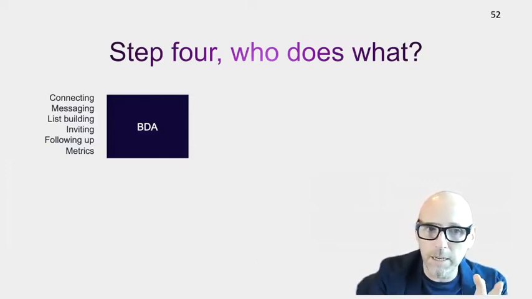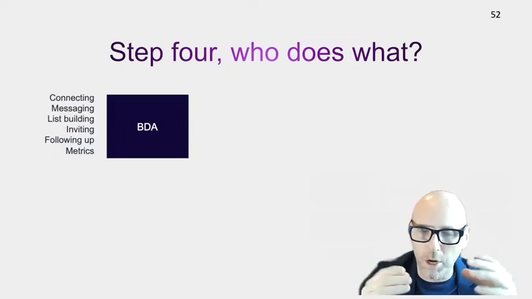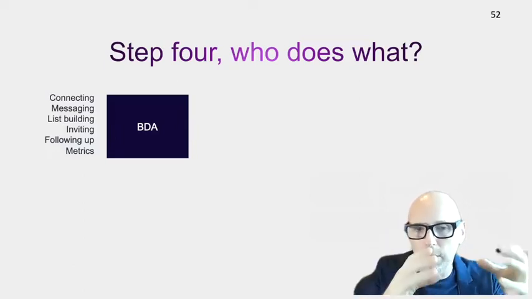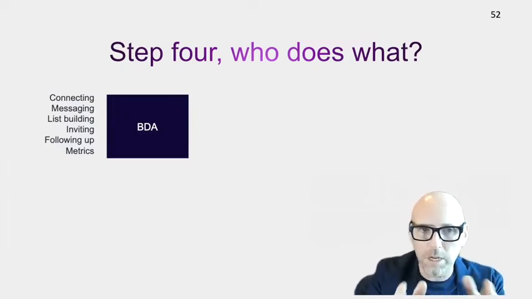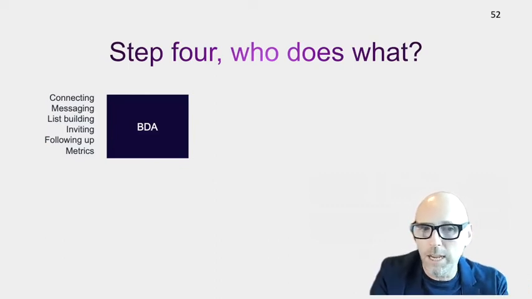So connecting, step 4, who does what? Again, selling is complex. Building a BD model is complex. There are 4 basic roles. I'm going to cover them with you, but what should they all be doing? And then I'll explain the 5th. So: connecting, messaging, list building, inviting, follow-up, metrics.